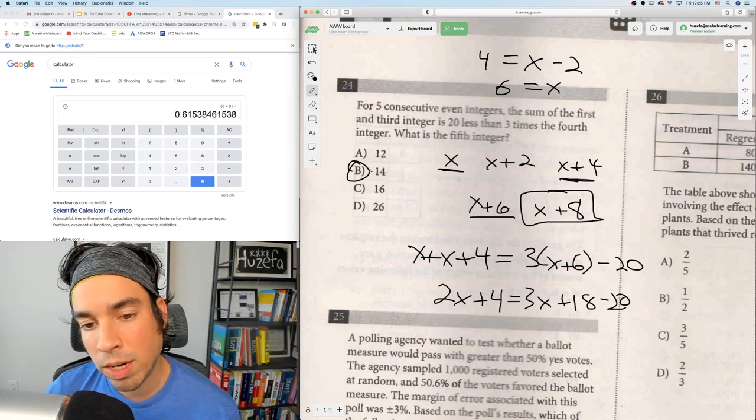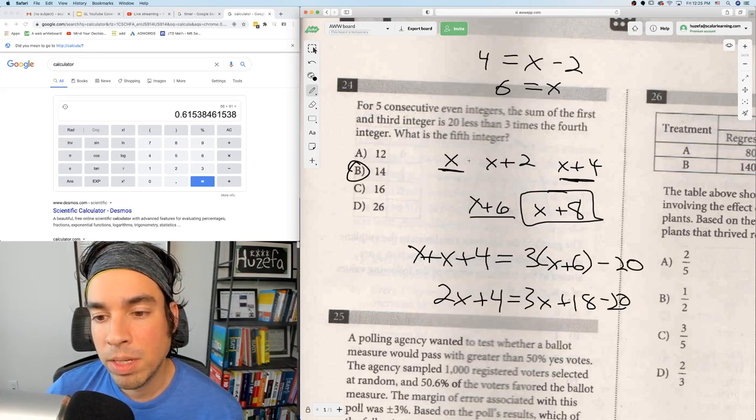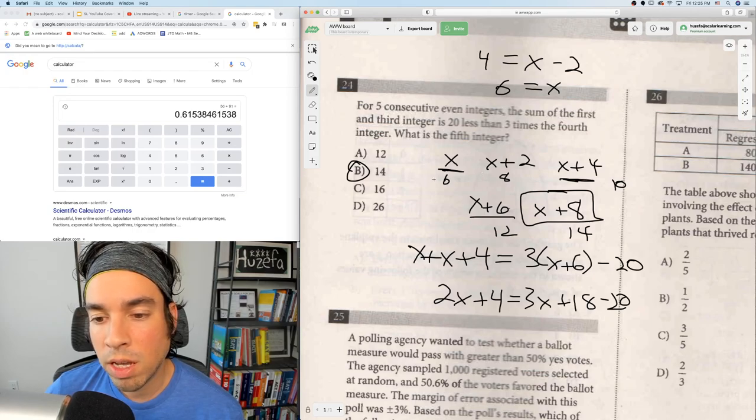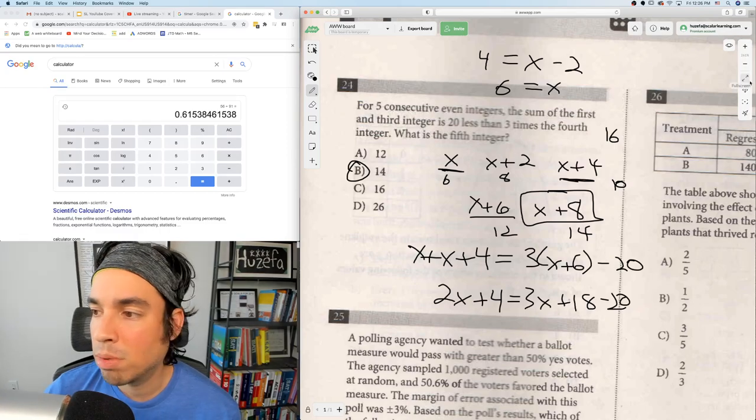Now let's check if that's right. So that means it's 6, 8, 10, 12, and 14. So the sum of the first and the third, 6 and 10, is 16, which is 20 less than 3 times the fourth. 3 times the fourth is 36, minus 20 is 16. Boom, works.